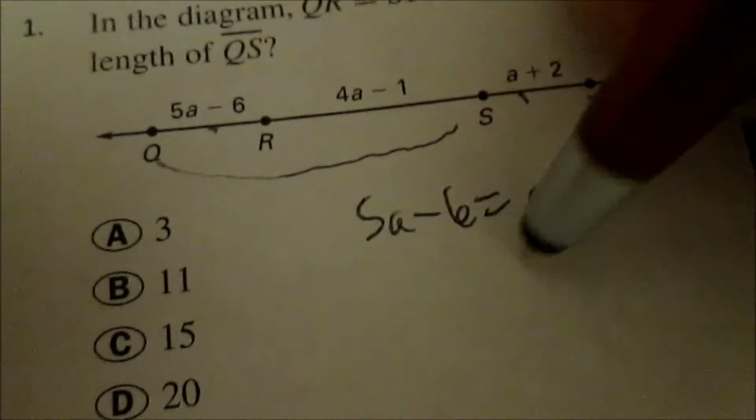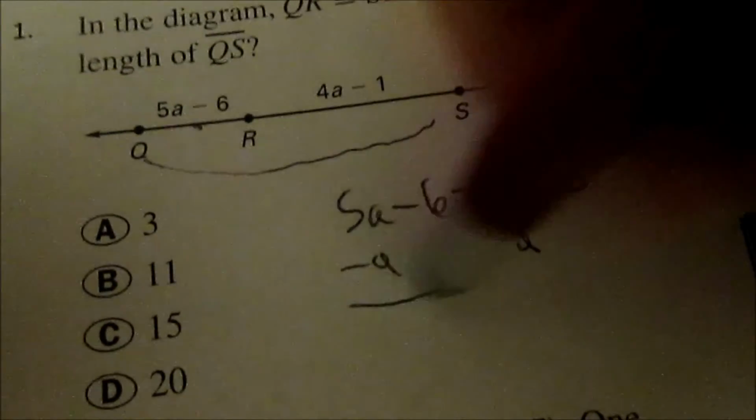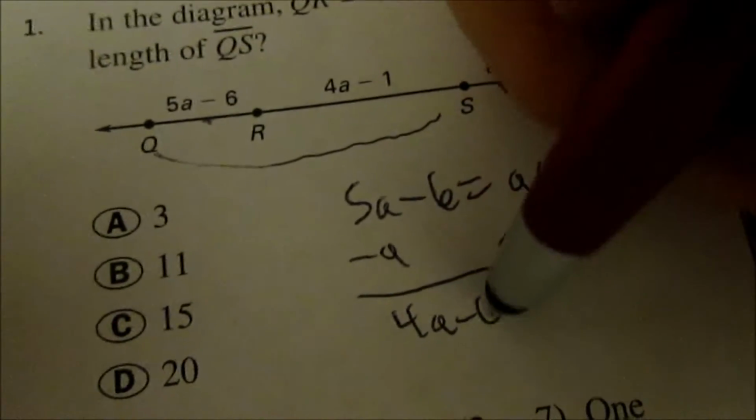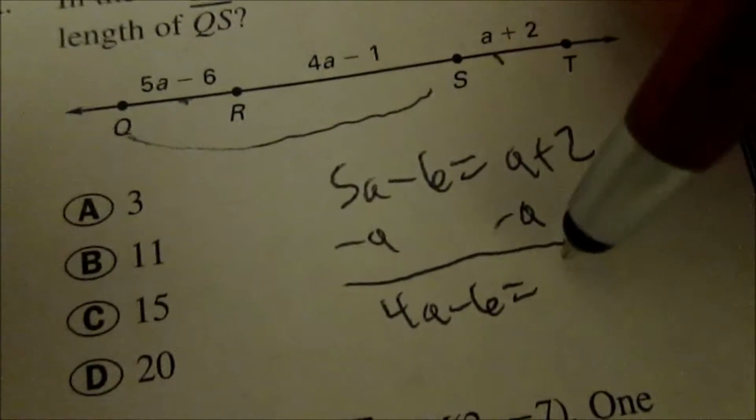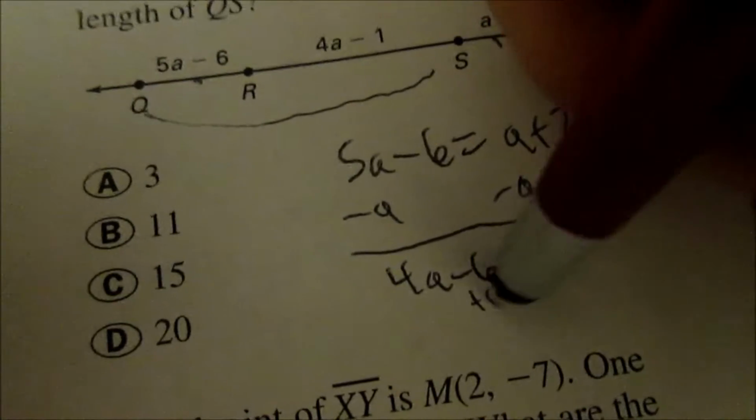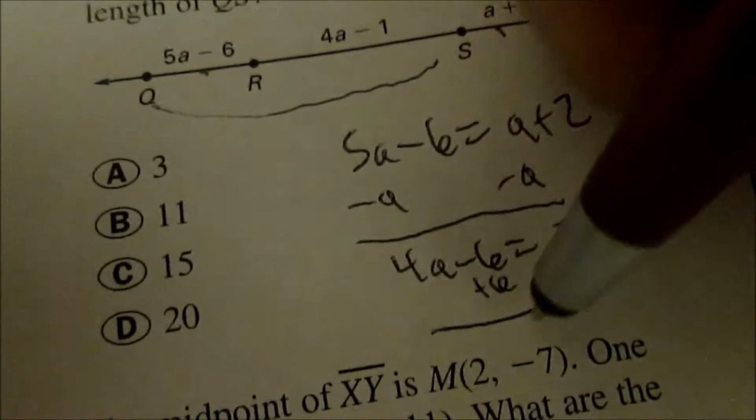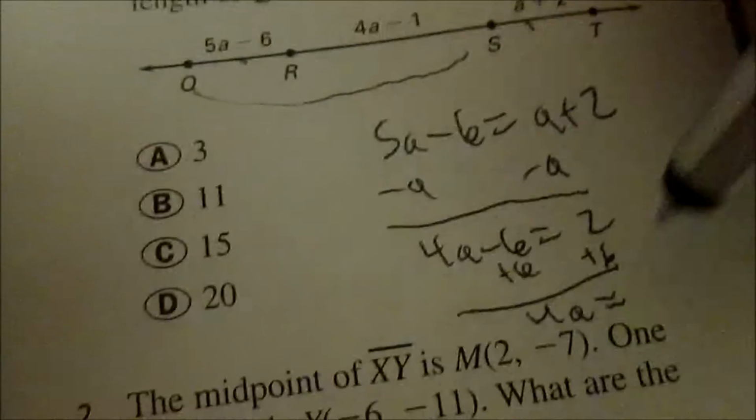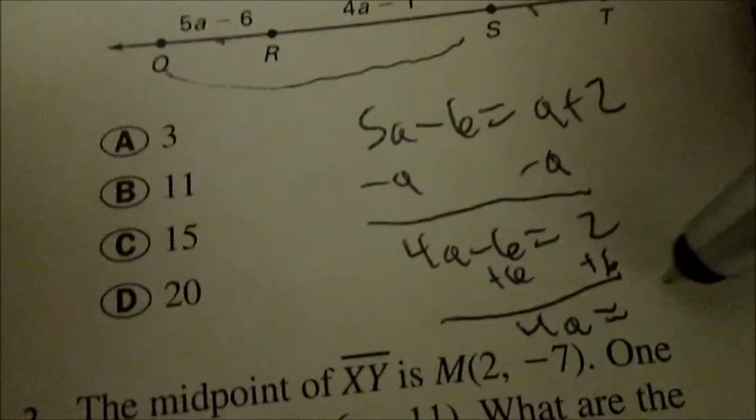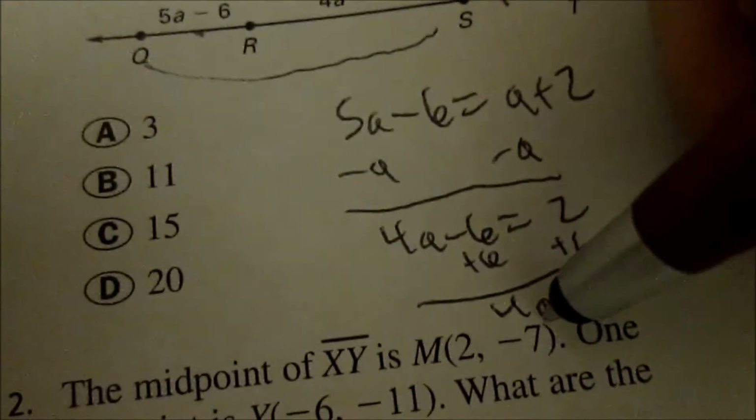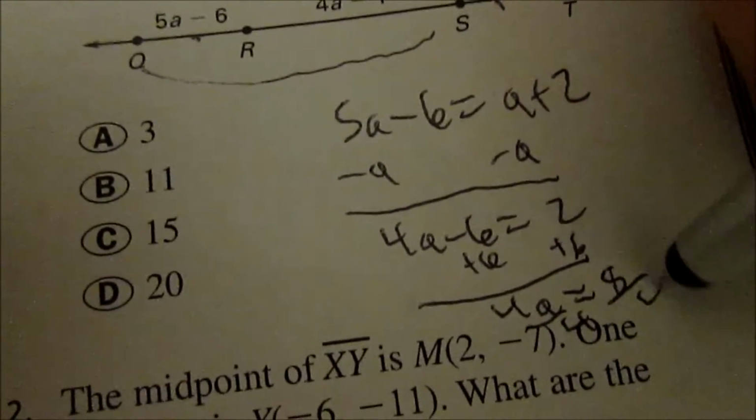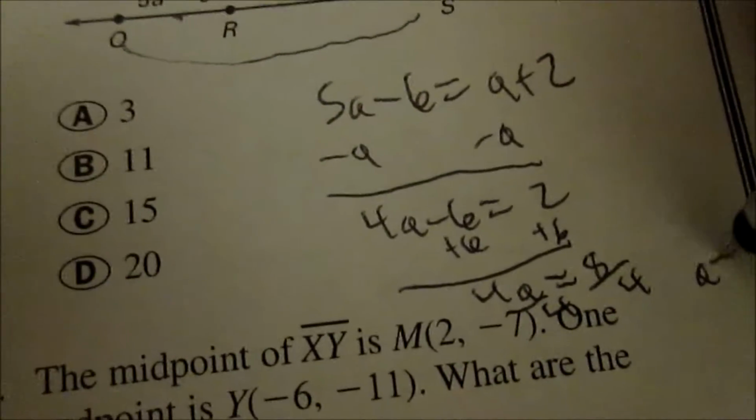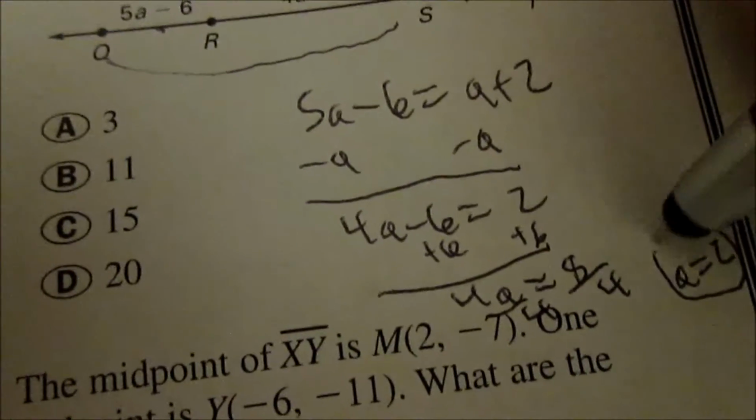Solve for A now. Subtract A on both sides. 4A minus 6 equals 2. Add 6 on both sides. 4A equals 2 plus 6, which is 8. So divide both sides by 4. A equals 8 divided by 4, which is 2. So that's part of the answer.